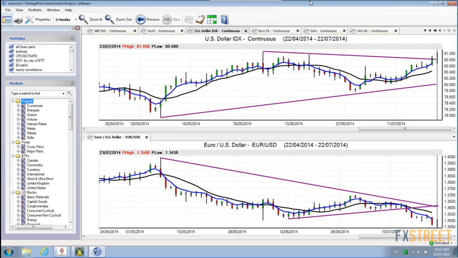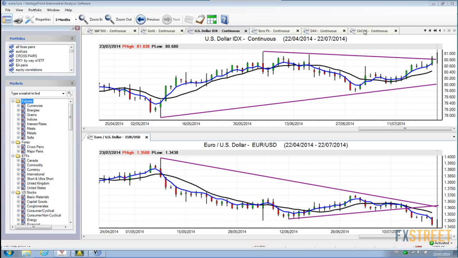So when we look at the correlation, we can see here that we have an absolute 100% correlation between the US dollar index and the Euro-US pair. It is not something that is disputable. We can see right here that as they break, as the dollar index goes up, Euro-US goes down. It is that simple.